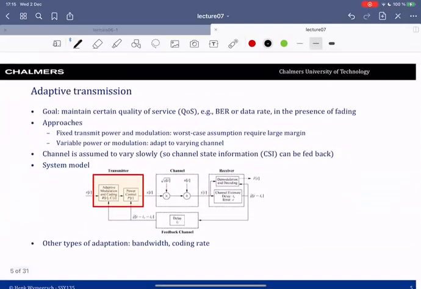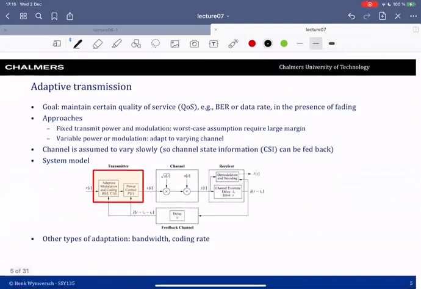So as I said, today we will focus on a complementary aspect where we don't want to boost so much the error performance, but we care mainly about maintaining a certain quality of service. So we want to maintain a certain bit error rate rather than minimize it, or maintain a certain data rate in the presence of fading. And we will see different strategies for doing this.